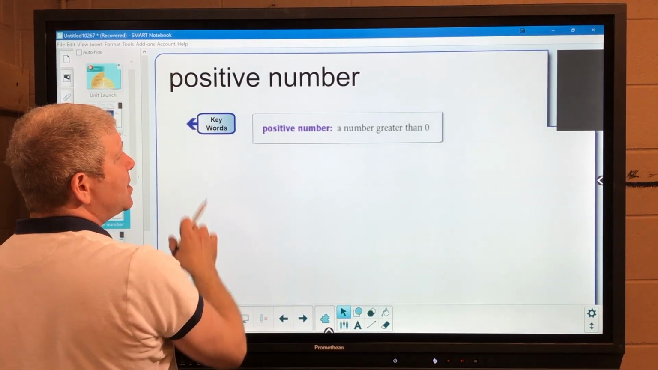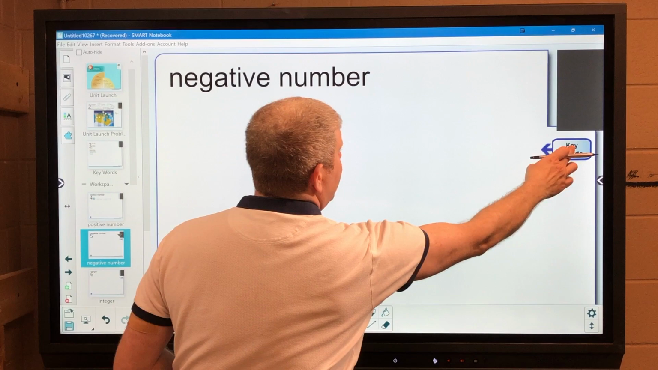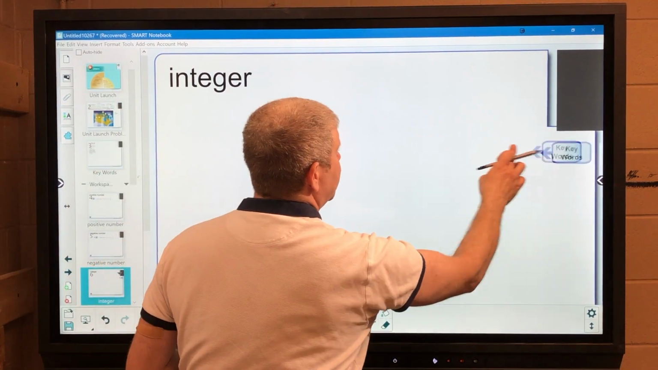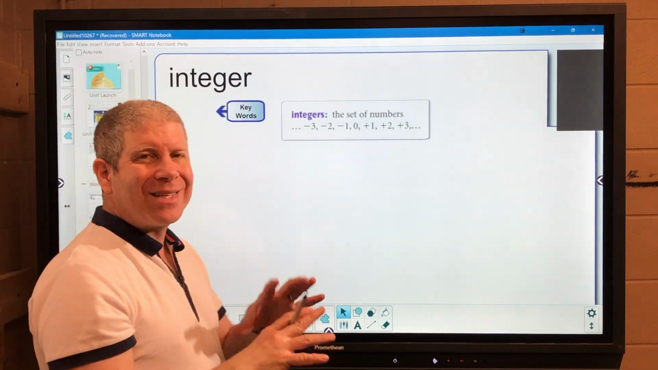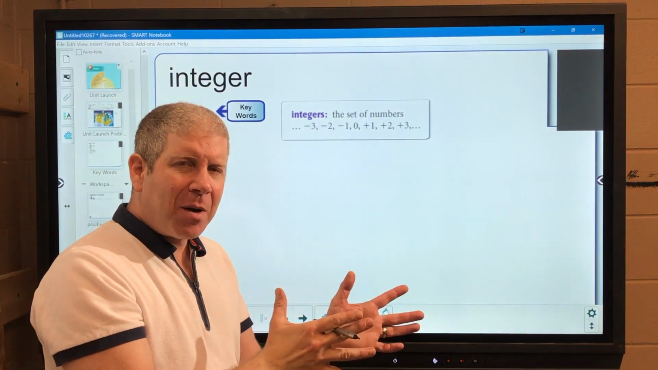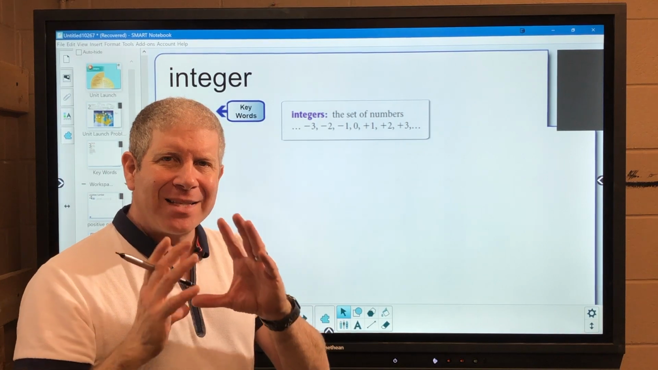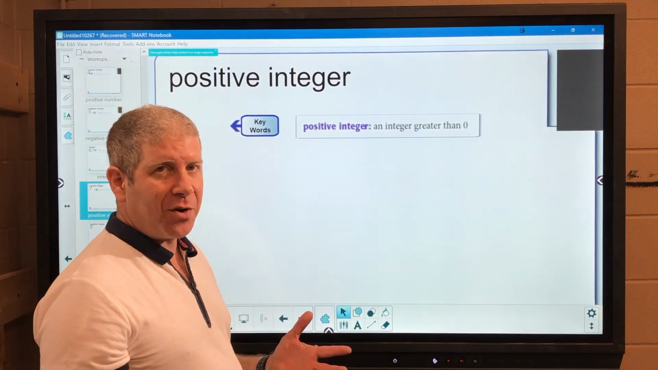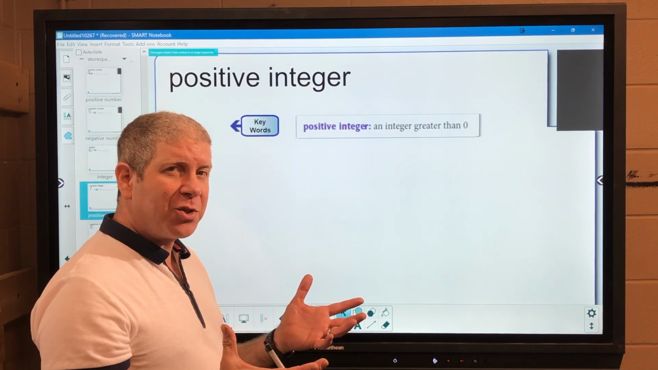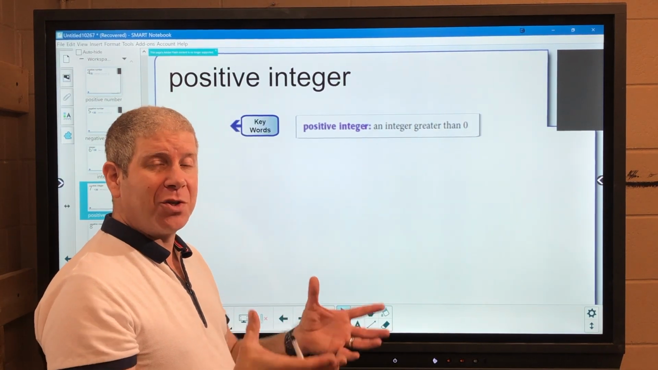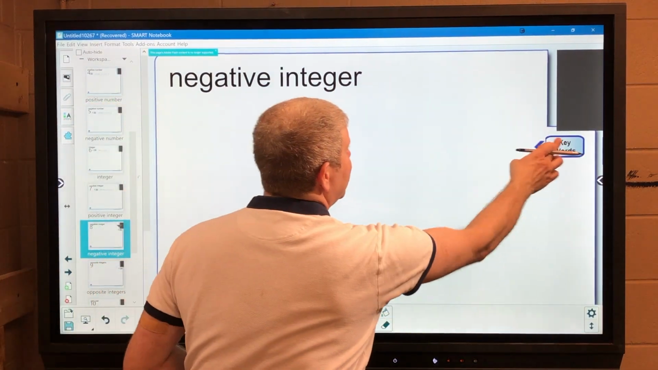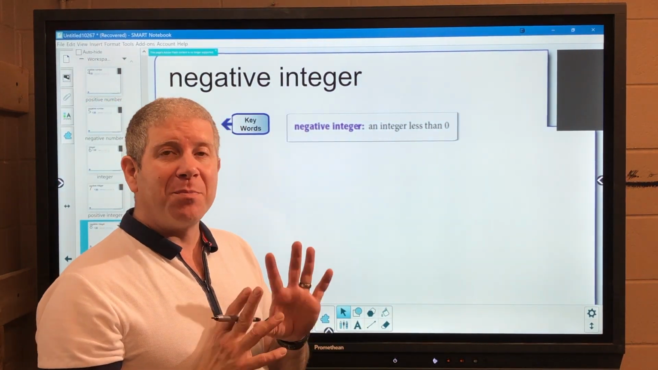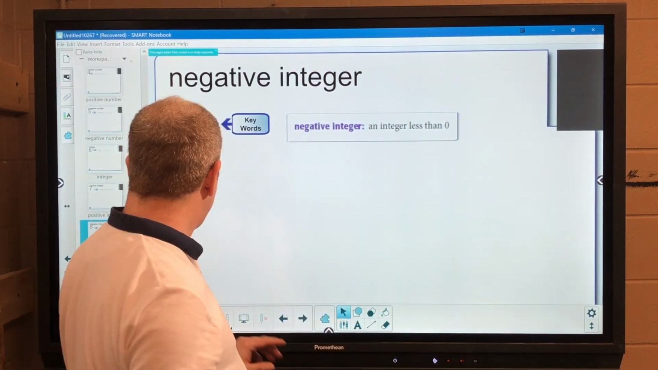So a positive number is a number greater than 0. A negative number obviously is going to be a number less than 0. An integer. Integers are the entire set of numbers. Negative numbers, positive numbers, and 0. Positive integer, any integer greater than 0. So you can see that a positive integer is similar in many regards to a positive number. And a negative integer, conversely, is an integer less than 0. Again, bears many similarities to negative number.